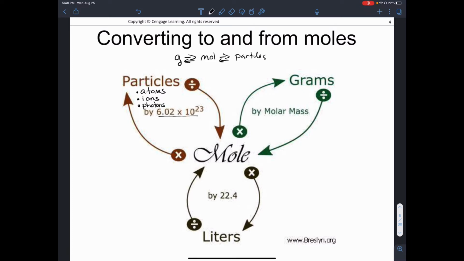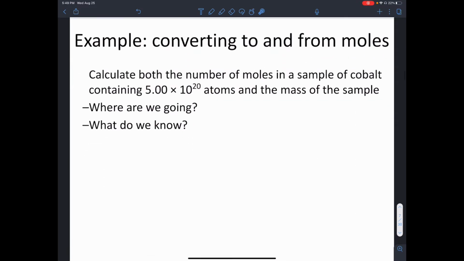So you can never convert from grams directly to particles. You can never convert from atoms directly to grams. The mole is the central unit. We have to convert from grams first to moles and to particles, or moving in the other direction. I like to remember that, and I usually write it at the top of my quiz. Here are some examples of how we'll be converting moles throughout the year and of course on our homework tonight.